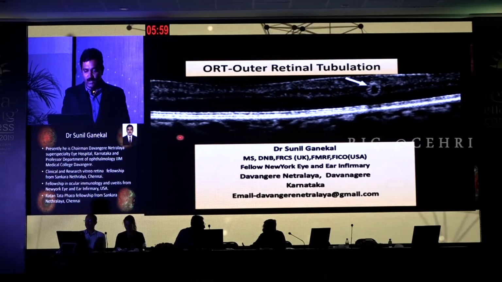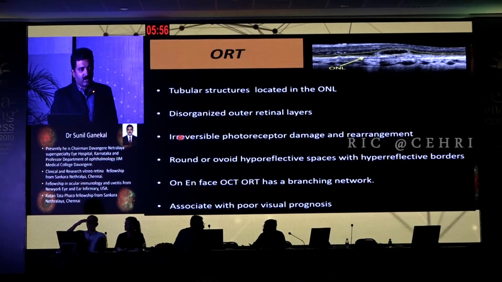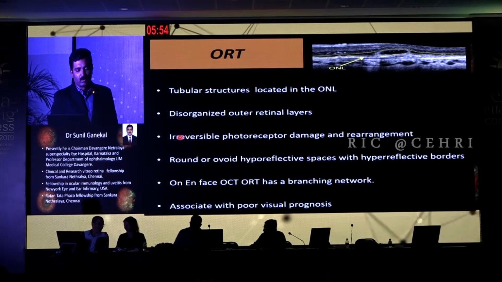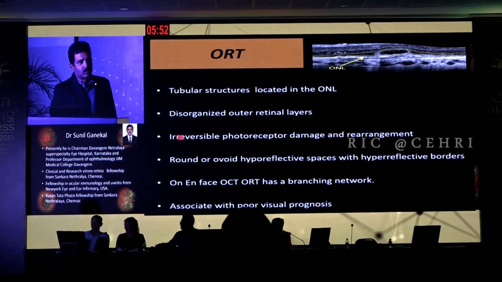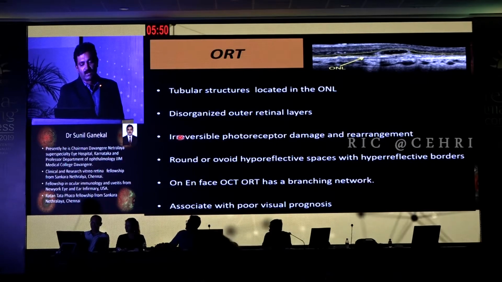Let's move on to the outer retinal tubulations. Basically, these are tubular structures which you tend to see in the outer nuclear layer. They may be associated with any retinal disease entity which causes outer retinal layer changes or disorganization of the outer retinal structures. Invariably, they will be associated with irreversible photoreceptor damage.